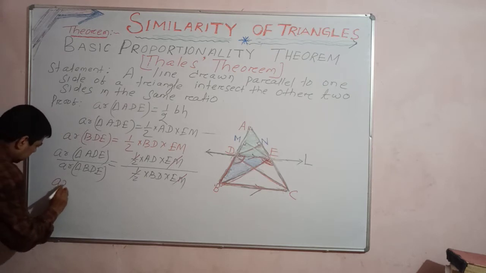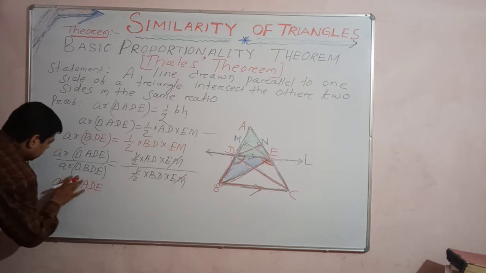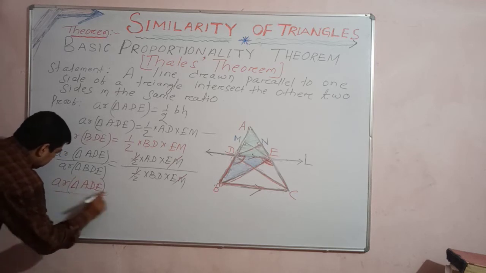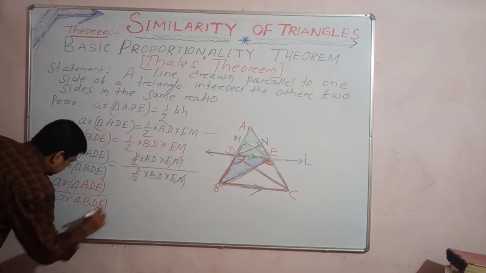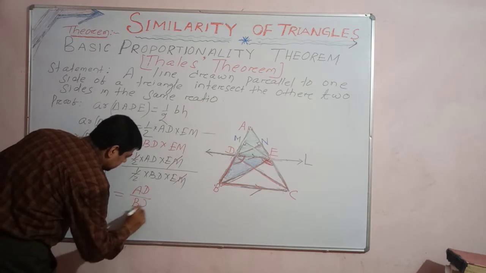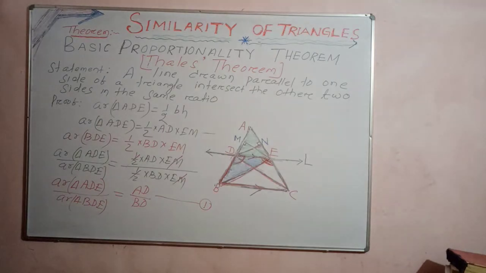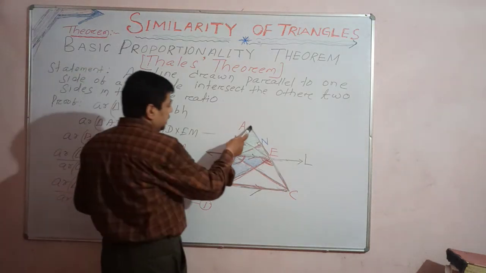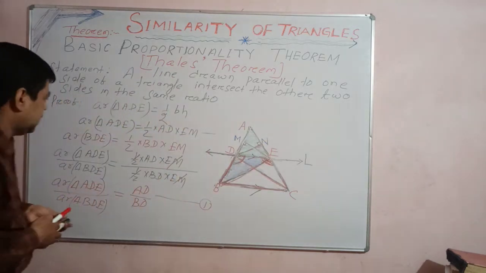So area of triangle ADE divided by area of triangle BDE is equal to what we are getting? AD by BD. Okay, this is clear. Understand? So first, we got the relationship between the area of triangle ADE and area of triangle BDE.